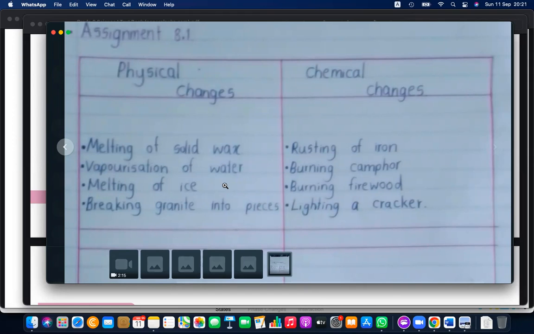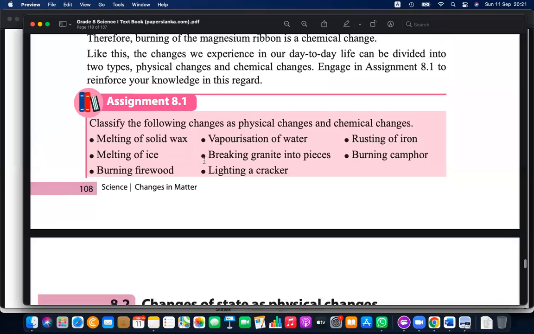Yes, correct. Chemical changes. Rusting of iron. Rust is basically ferric oxide, so again there is a reaction. The state will be the same, but there will be a compound change. Therefore, we can call that a chemical change. Burning camphor, yes. Burning firewood. Lighting a cracker, yes. All these are reactions, so we can take them as chemical. Right now I think you have identified the physical and chemical changes very well.